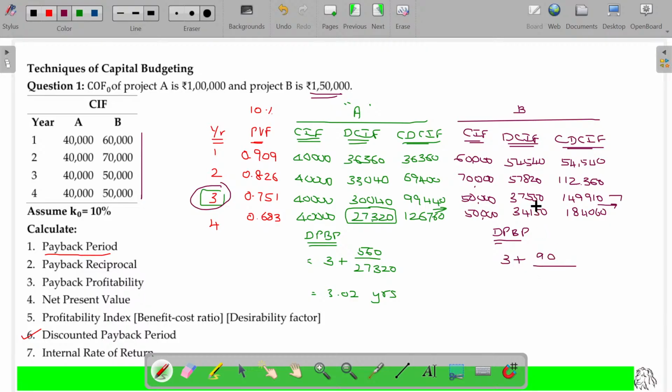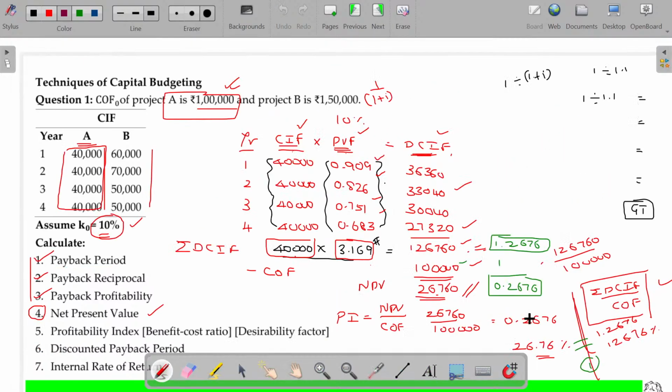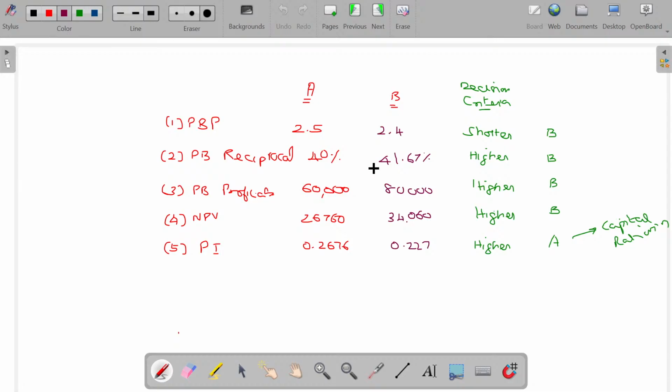And in the next year, how much am I getting? 34,150. Then the ultimate value here being how much? 3 years, almost, with a small fraction. 3.02 for project A, 3 years for project B. This is all about the discounted payback period. In the very first case, 3.02 years, and here 3 years.